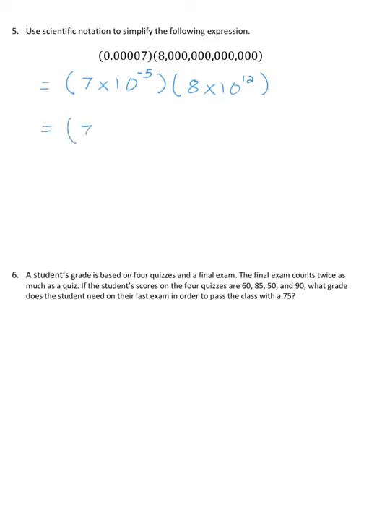I'm now going to multiply the like parts together. 7 times 8 is simply 56. But here, if you have 10 to the negative 5 times 10 to the 12, the bases are the same, so I can simply just add those two together. That's negative 5 plus 12 is positive 7. I think I'll make note of that. So this thing here came from adding those two things together.